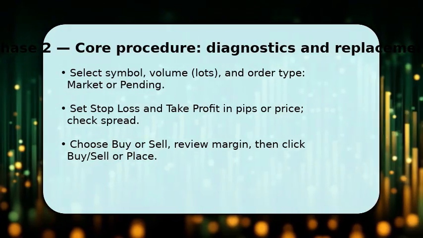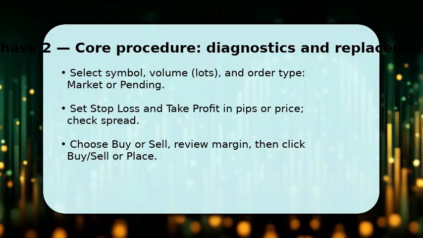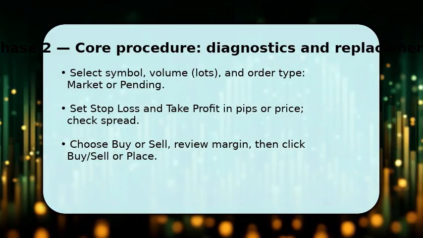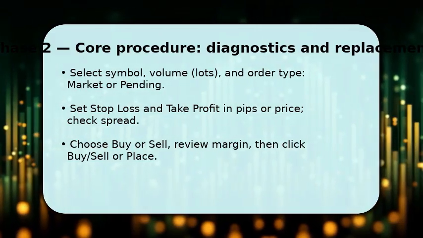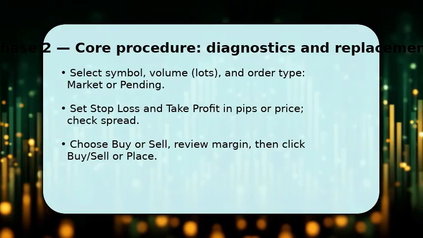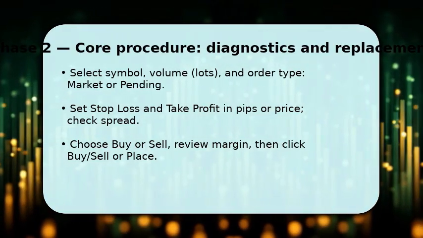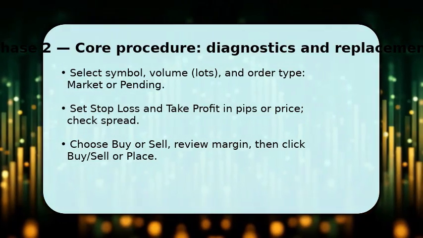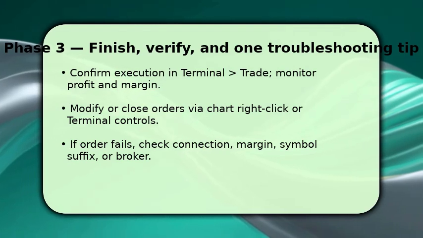For a pending order, set trigger price and expiry if needed. When everything matches your trade plan, click buy or sell, or place for pending orders, and execute. After execution, confirm your position in the terminal's trade tab and monitor unrealized profit and margin levels.